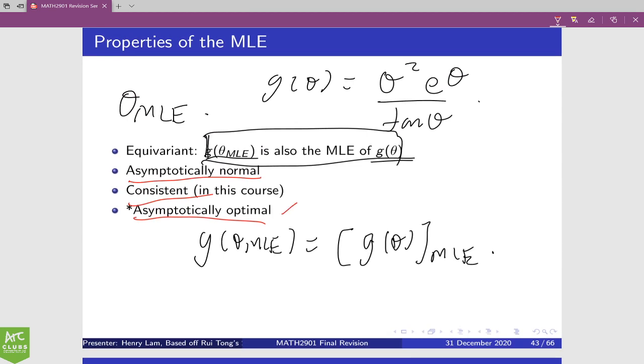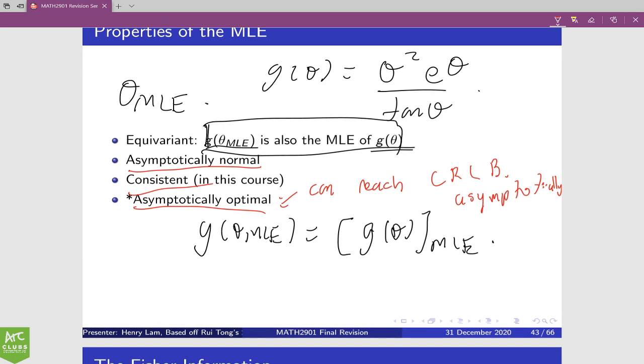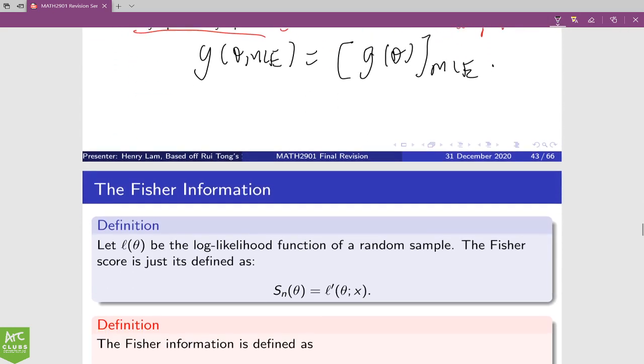Okay, can reach, I think it's called the Cramer-Rao lower bound, right? It can reach the Cramer-Rao lower bound asymptotically. Right, so that's really good because, well, if your estimator is not that variable, it can achieve a minimum variance, then you don't need as many observations to stabilize your estimator. Right, so you can use less data.